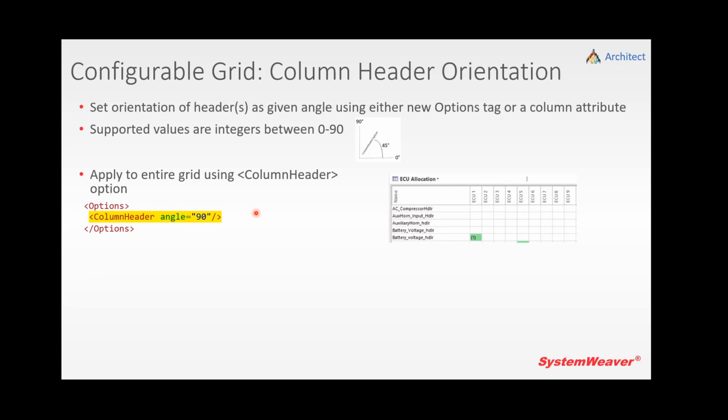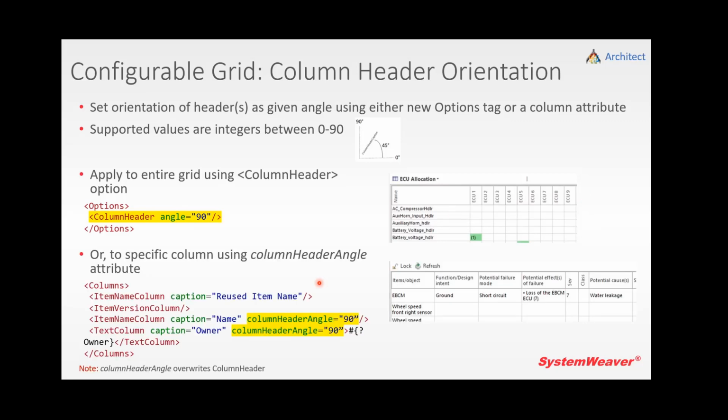The first option is this new options tag. It's called column header. You just place it in your options tag and set your angle. And this is going to apply to all of the columns in your grid unless they have the column attribute setting their angle. So let's pretend that this is just going to apply to everything. Then all of the headers are going to be at a 90-degree angle, like this example.